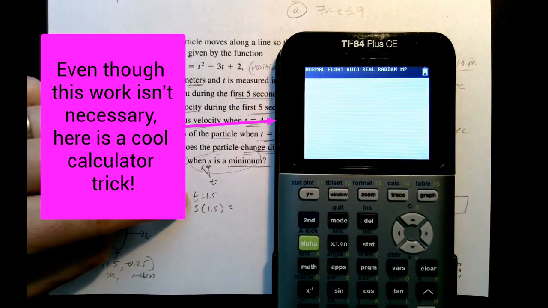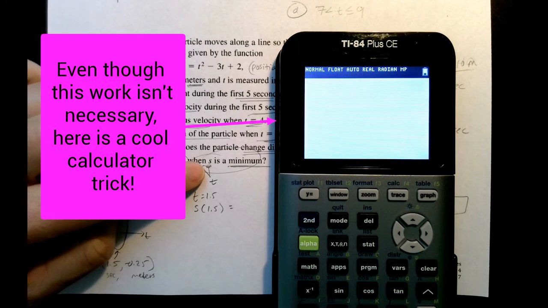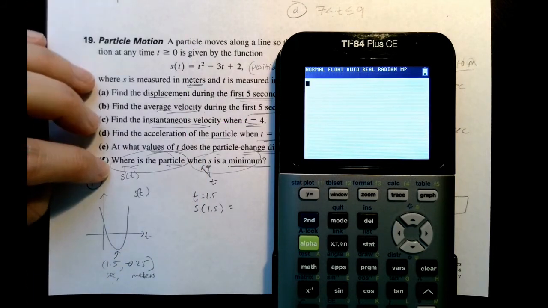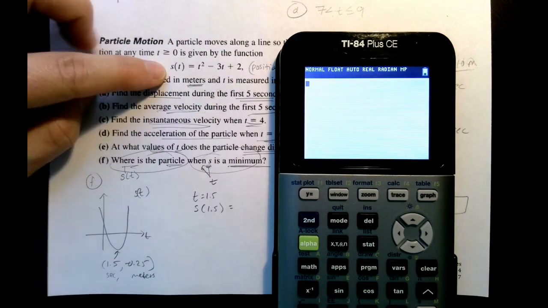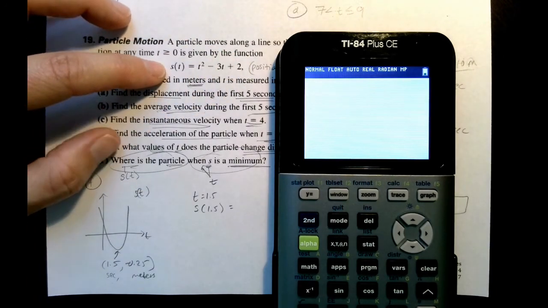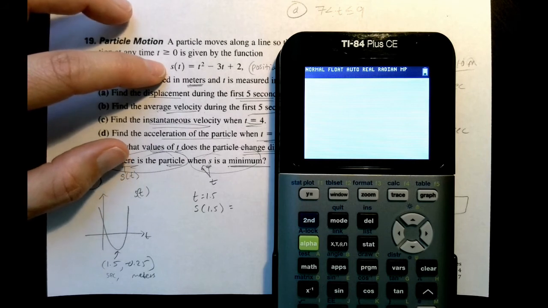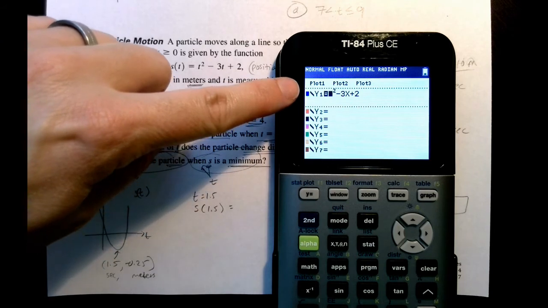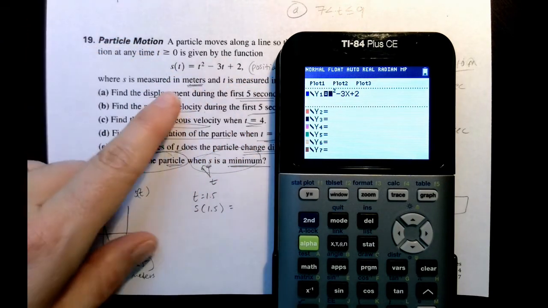So now that we found our time when S, or the position's a minimum, now we need to figure out, where's the particle at that time? Well, guess what? We don't have to put it all the way back in here. I mean, technically we're supposed to, but what I want to show you is how you can make your calculator do the work for you. Remember y equals, Y1 right there? That's where the equation is. We already typed it in.